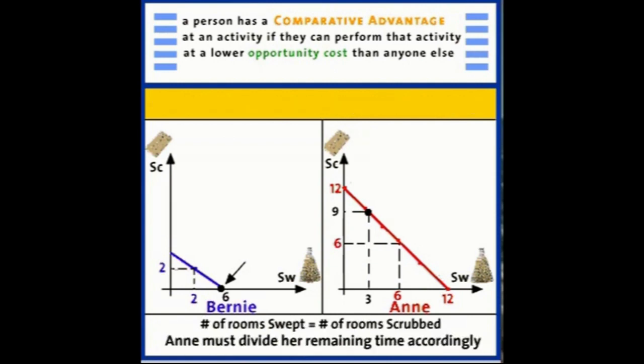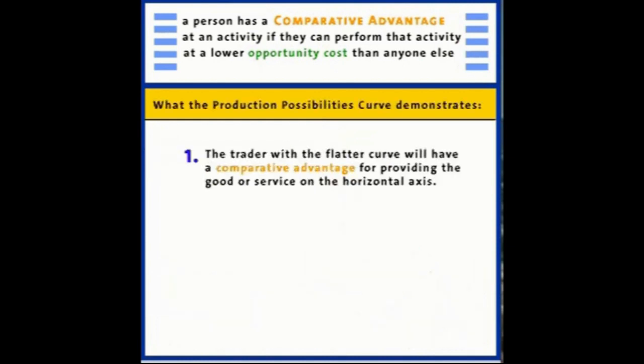The things you should learn from looking at the diagrams are as follows. First, the trader that has a flatter production possibilities frontier will have a comparative advantage in providing the good or service that is written on the horizontal axis. Here, Bernie has a comparative advantage in providing sweeping services because his opportunity cost is lower in terms of scrubbing than Ann's opportunity cost.